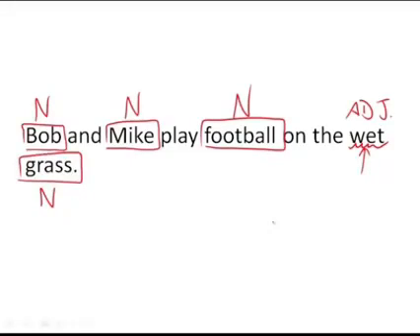But wait a second. I have a sentence here. And sentences cannot just consist of nouns and adjectives. The nouns have to be doing something. There must be an action. There must be a verb. And that verb, well, what are Bob and Mike doing? They are playing football. And there it is, our verb. If you understand the difference between a noun, a verb, and an adjective, then you're definitely ready to go on to the next video.